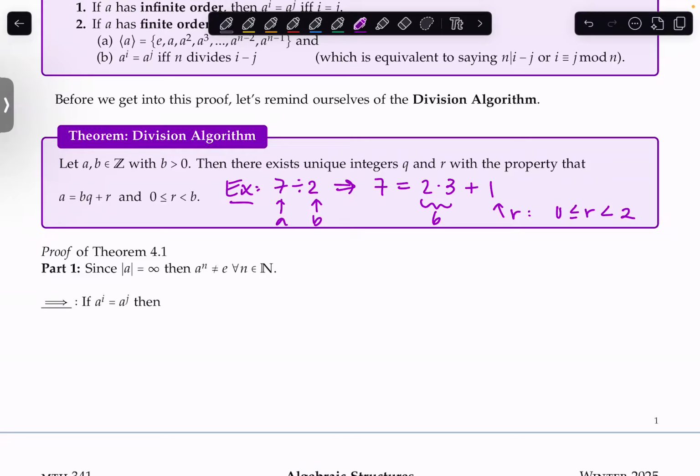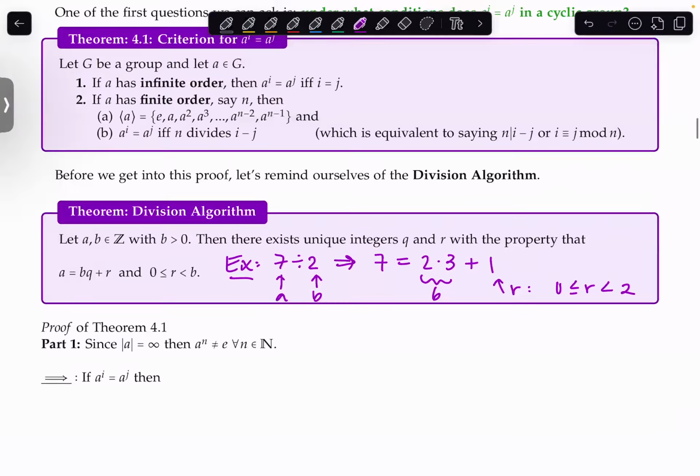Okay, so what we're going to do is think about what happens if we know that these powers of a are equal to each other. Our goal is to show that i and j have to be exactly the same. This is technically an if and only if statement, so I have to go in both directions. But if I know i and j are equal, the backwards direction is going to be much easier to prove.